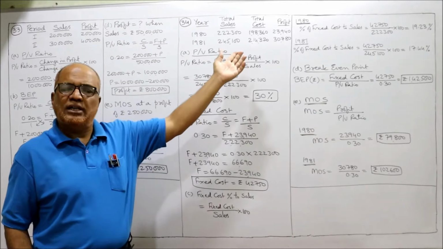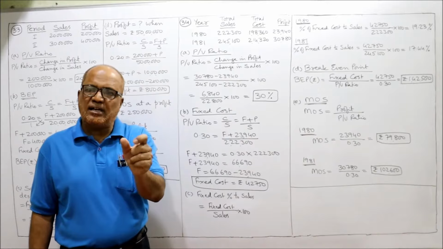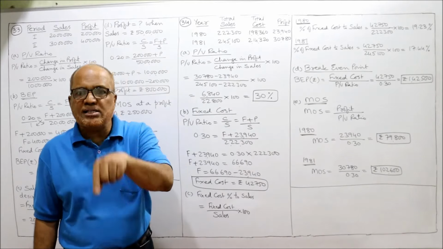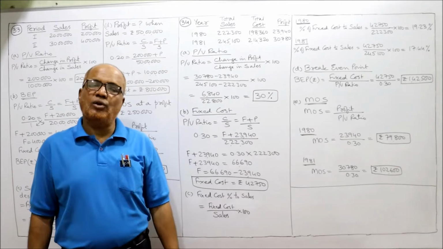Two questions completed. Now the third question: fixed cost percentage to sales. What is the percentage of fixed cost on sales? The formula is fixed cost divided by sales into 100. For both the years we have to calculate. First year 1980: percentage of fixed cost to sales is equal to fixed cost by sales into 100. How much is the fixed cost? Just now we have calculated 42,750. The numerator is 42,750 divided by sales. How much is the sales for the first year?